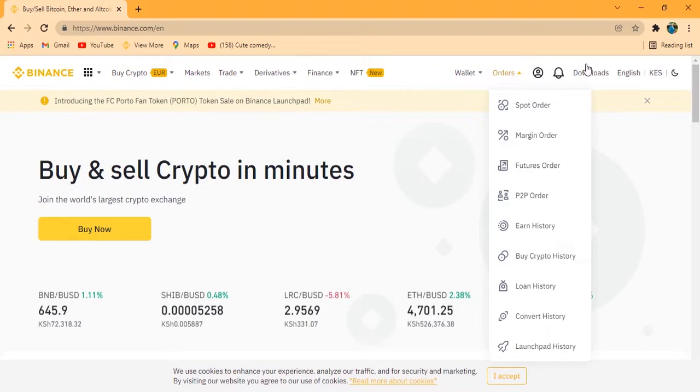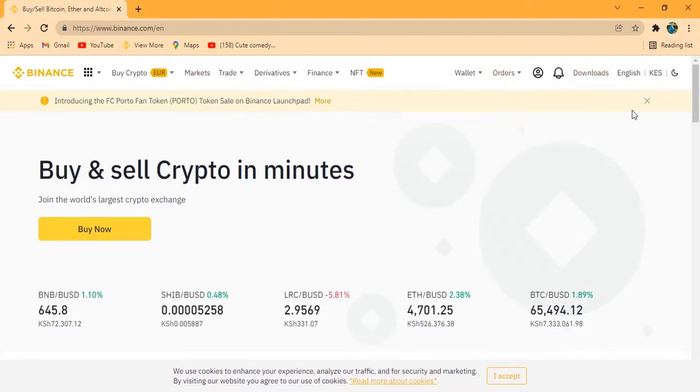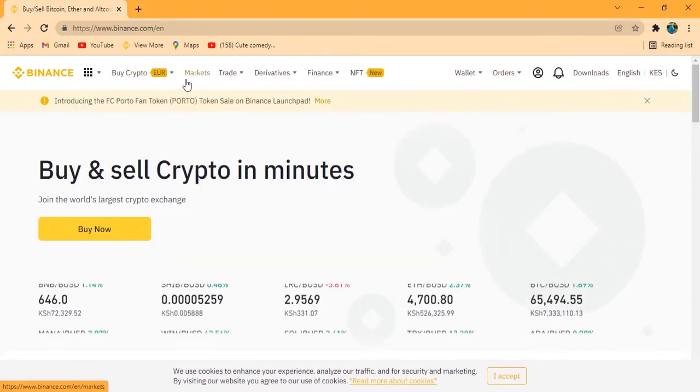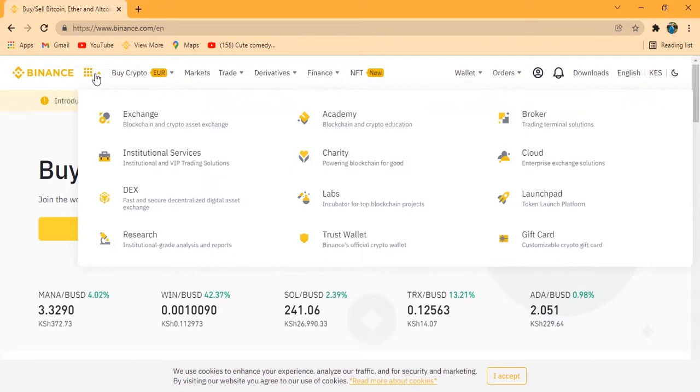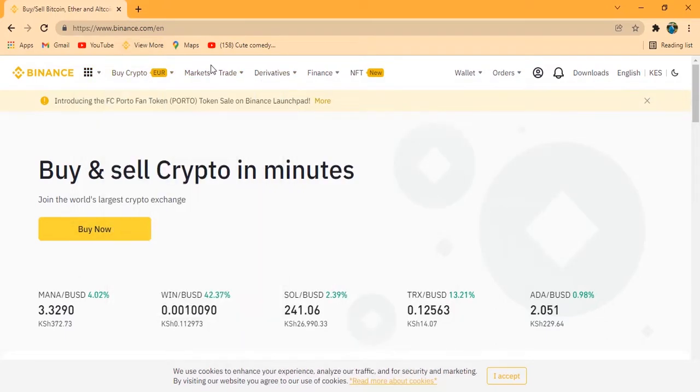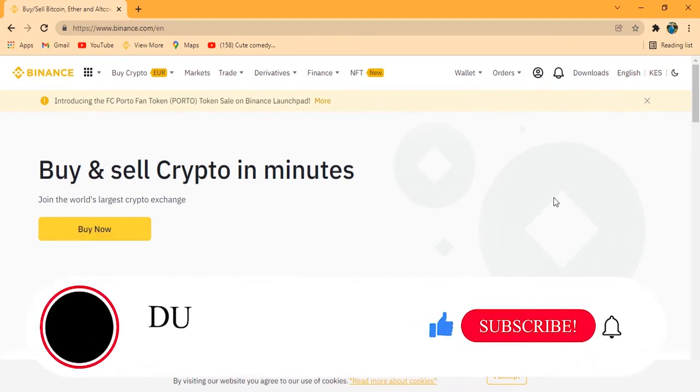If we started explaining everything on Binance, it could take very long, because everything you see here has a lot to talk about. But we're just going to see something very important: how you can deposit money and then start trading on Binance. A very easy process.